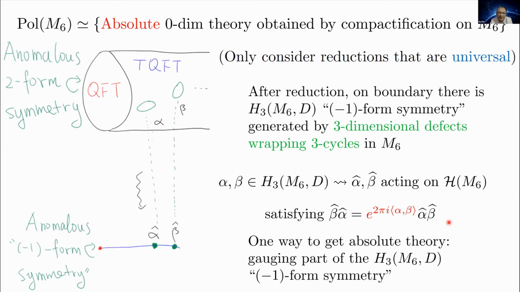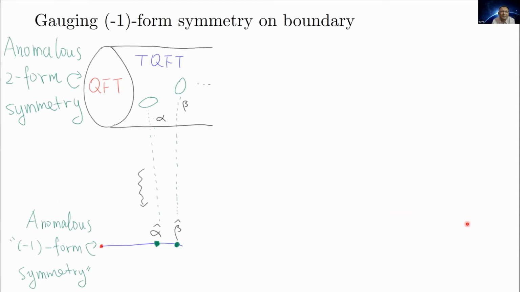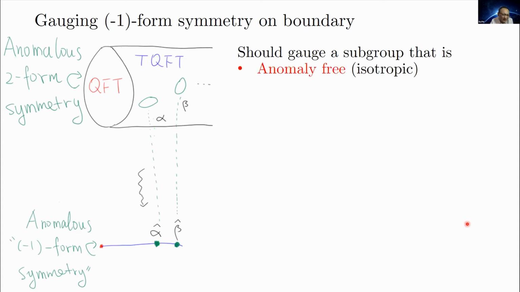So one way to get an absolute theory in this setup is to gauge part of the (-1)-form symmetry on the boundary. Since this symmetry is anomalous, one cannot gauge all of it. One has to gauge a subgroup. And to be consistent, this subgroup has to be anomaly-free, and that's the same as being isotropic. And further, if you want to get an absolute theory, the bulk TQFT has to become invertible after gauging. And that's the same as the maximal condition on the subgroup.